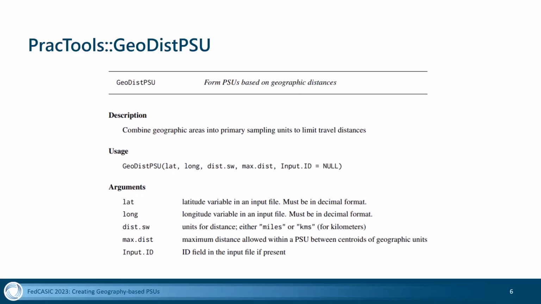For our European colleagues or elsewhere in the world, you have a choice of miles or kilometers. The next one is the maximum distance allowed within a PSU. And again, for us, we have real travel constraints. The travel budget is limited. So while we can send people out and they can travel to a number of facilities, those facilities have to be within a maximum distance. And then lastly, an ID field, if you have it, helps with merging output later.